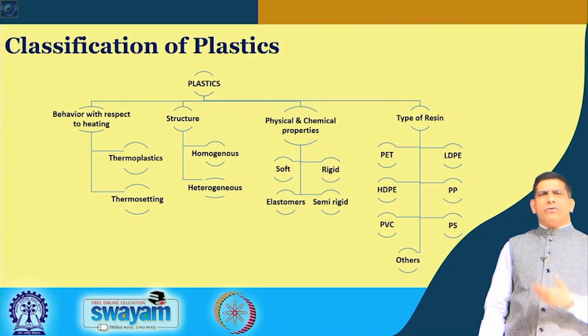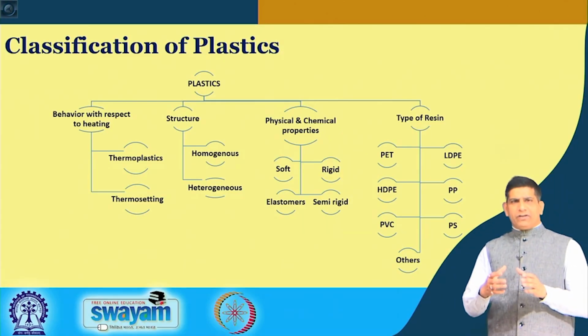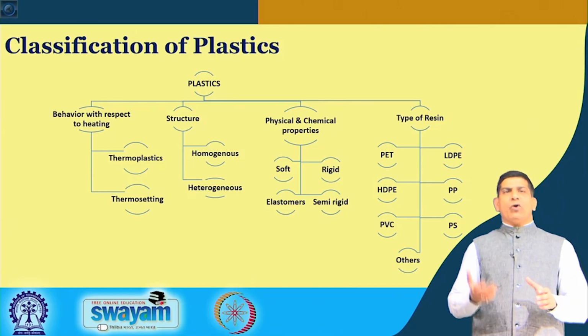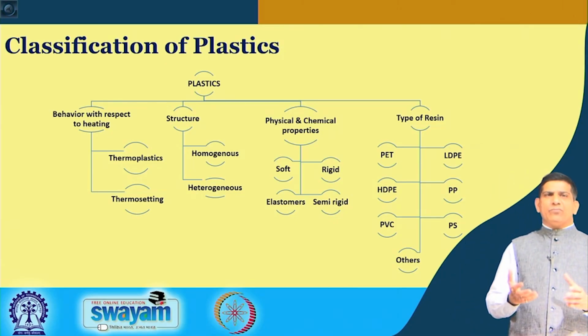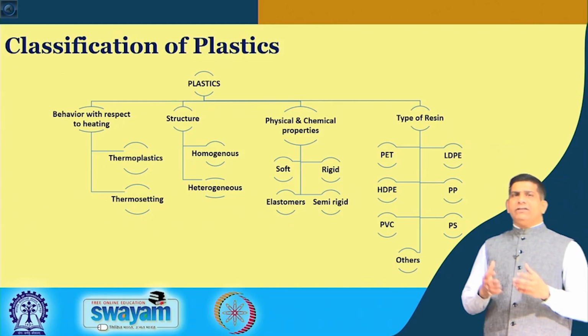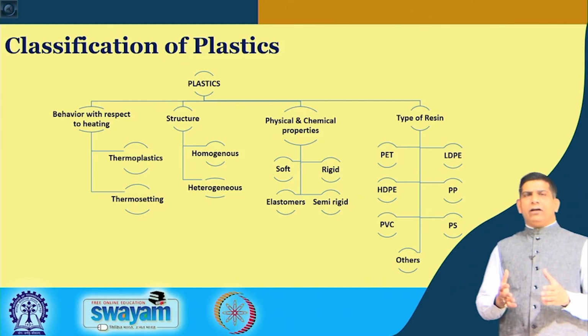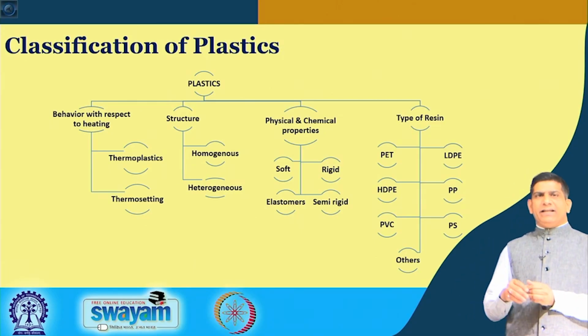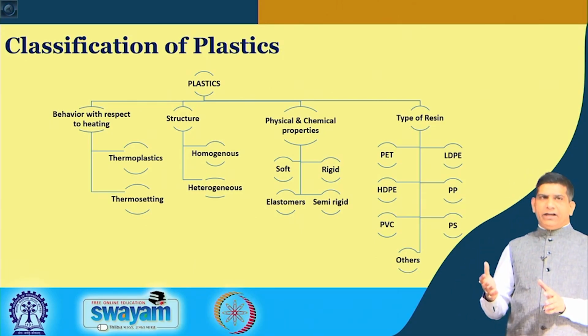LDPE, some of the containers we make using LDPE. Polypropylene is used, polystyrene is used, PVC is mostly for pipes. So these are the most common ones, and then we use some blended plastics together as well, especially in electronics and other applications.